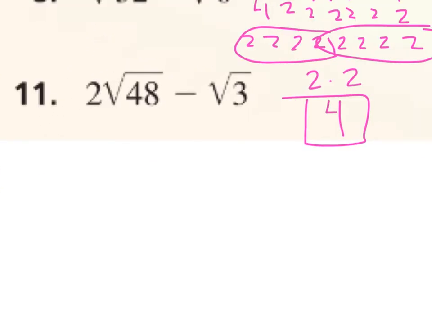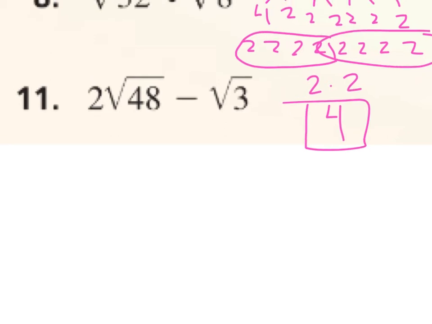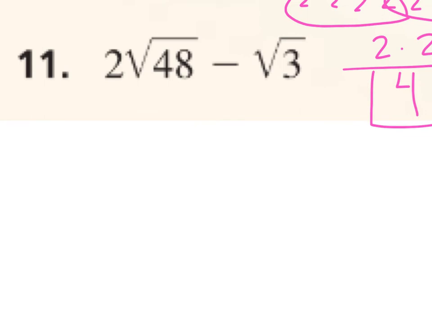All right, 11. What can we do here? Can we combine these together? No, because this is like 2 apples and 1 chicken. So they're different things, can't combine them. But can we simplify anything? The square root of 48. So what are factors of 48? 3 and 6, you said? No. 8 and 6.